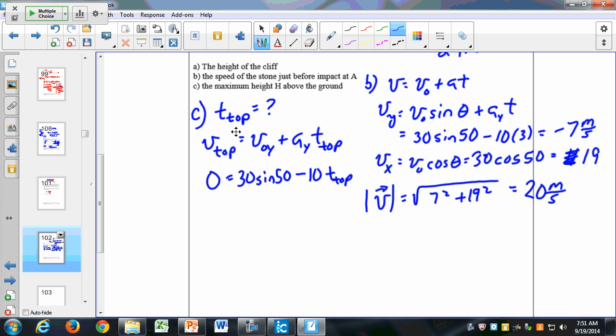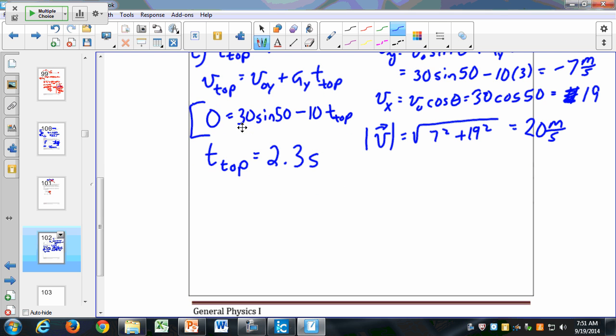Does anybody have that for me? 13? No, I don't think that's right. Try again. 2.2. Right, 2.3. So, yeah, depending how you carry your sig figs. So we'll say 2.3 seconds. So that's my t top. I just solve this expression for t. And then if I want to know my maximum height, then Courtney, I do what you said.